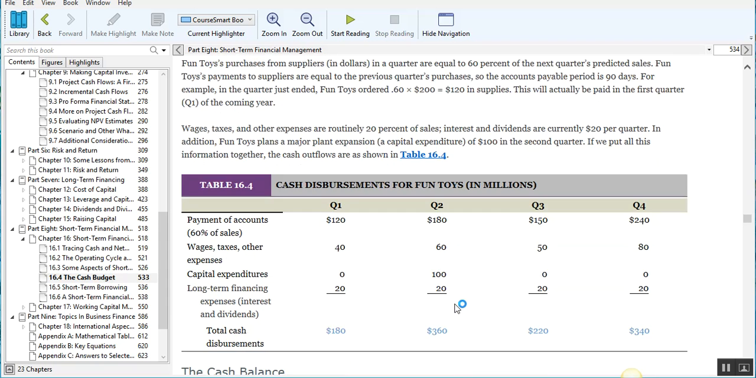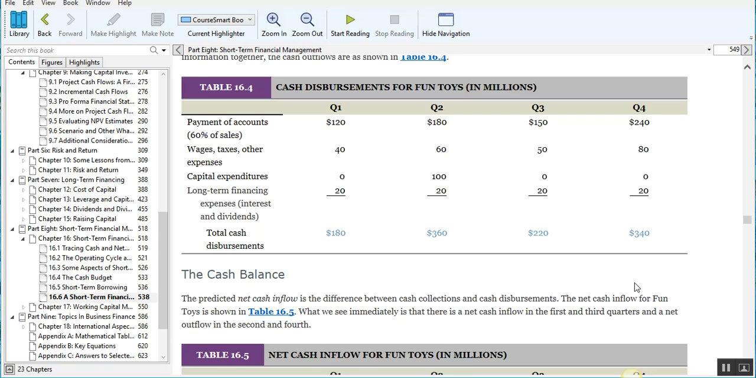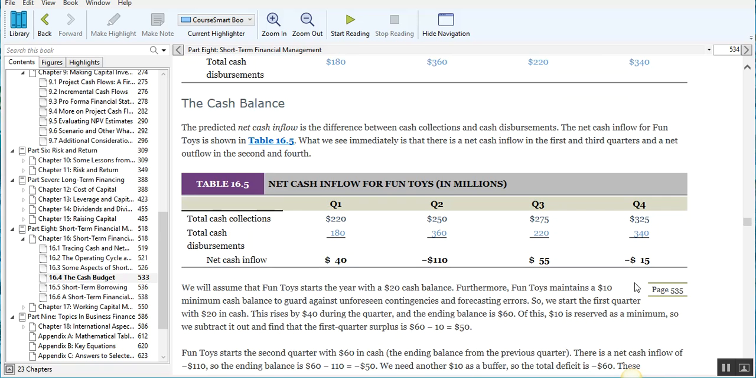So here's what they're going to show you. In the cash disbursements for Fun Toys, the one we were just looking at, they're going to show, well, this is how much we're paying of accounts. So we have 120. We have wages, taxes, and other expenses. We have long-term financing. So our total cash disbursements are going to be 180 in quarter 1. Quarter 2's 360, quarter 3's 220, quarter 4's 340. So basically what you're going to do then is look at the cash collections versus the cash disbursements to figure out what the net cash flow is.